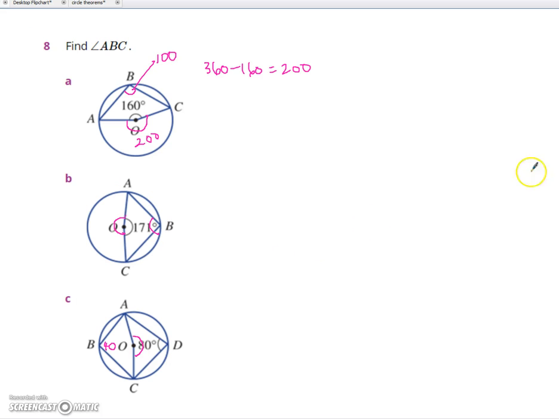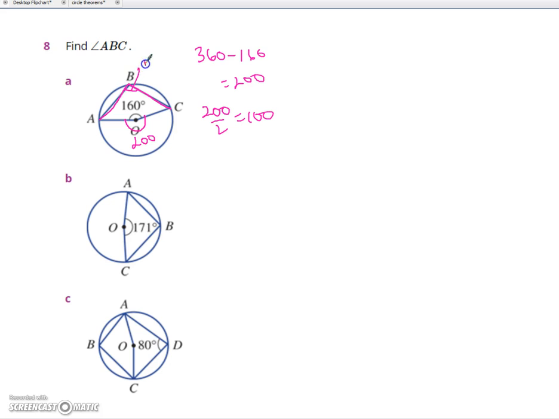Moving over to question 8. Just get rid of those. We need to find angle ABC, which is there, that one there. Okay, so in order to find that one, I need to know this one. So if I do 360 for that whole rotation in the centre, take off 160, I've got an angle of 200 here. Then I'm going to half 200, which of course is 100. That angle in there is going to be 100 degrees.